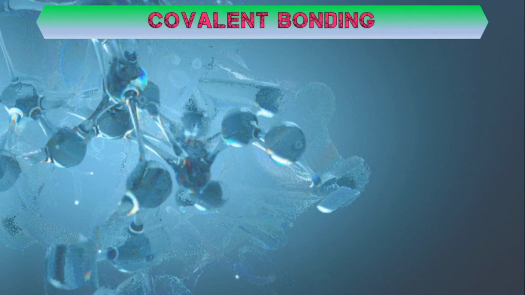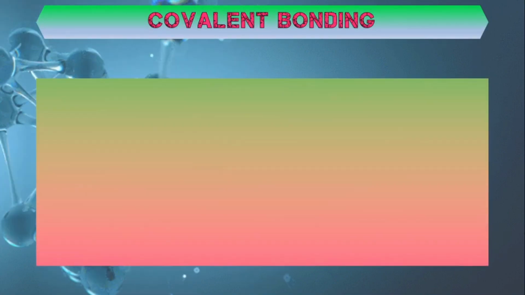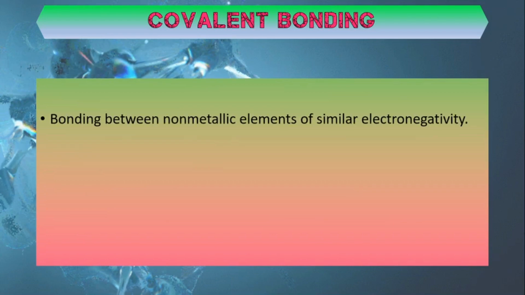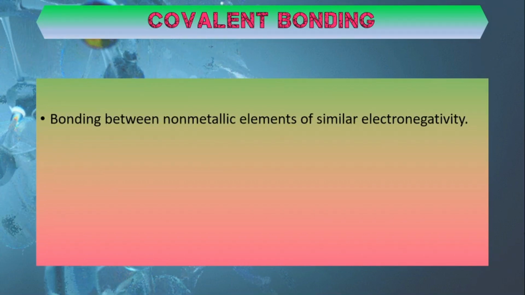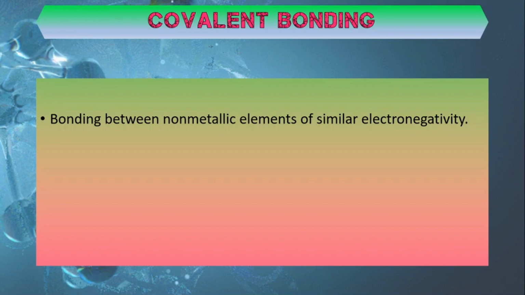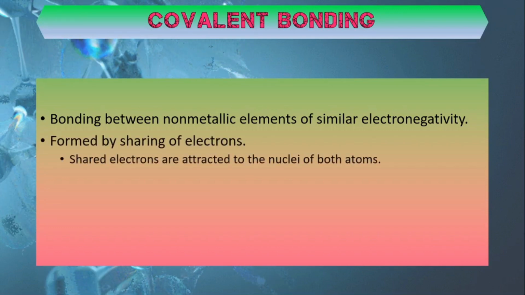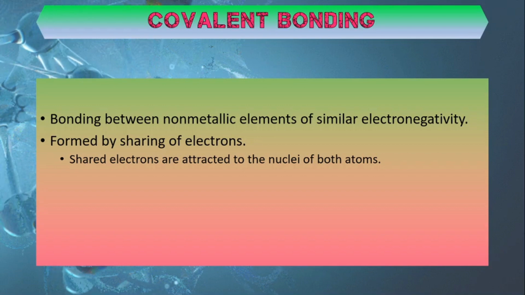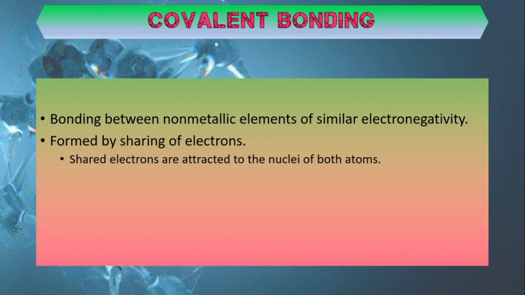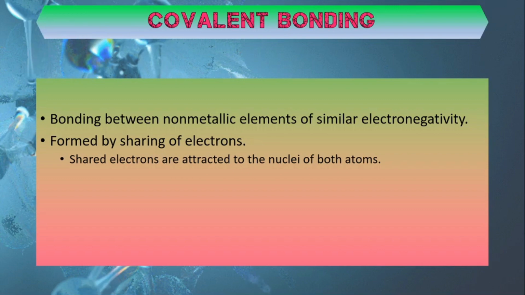Okay, now let's proceed to the second chemical bond, which is the covalent bonding. So what is covalent bonding? Covalent bonding happens between non-metallic elements with similar electronegativity. It is formed by sharing of electrons. The shared electrons are attracted to the nuclei of both atoms.